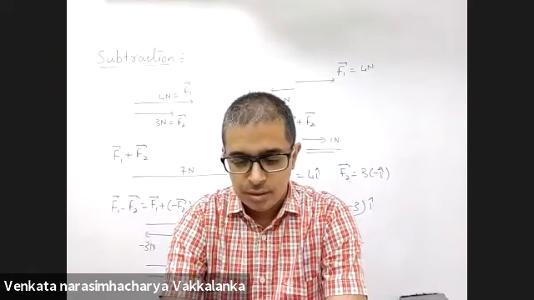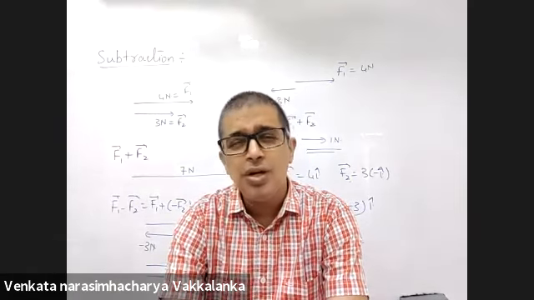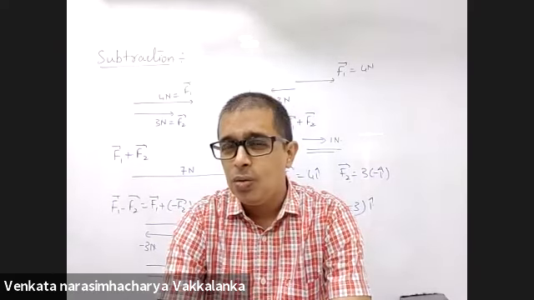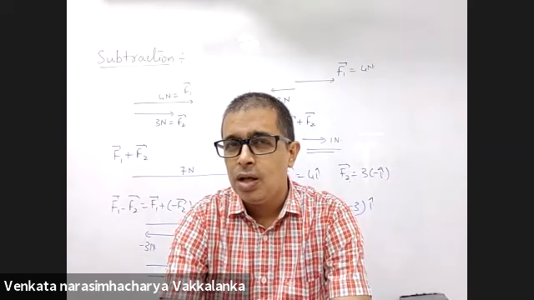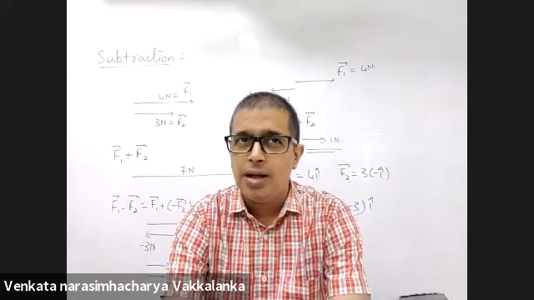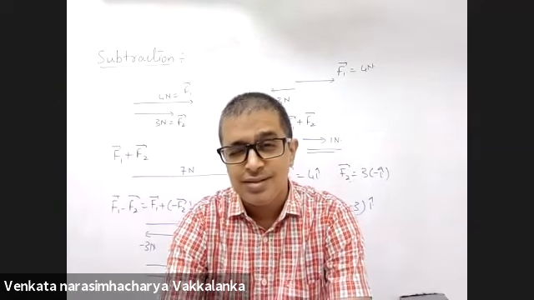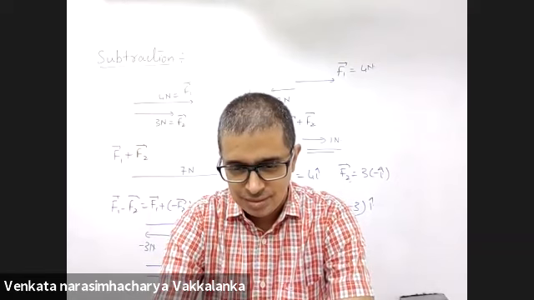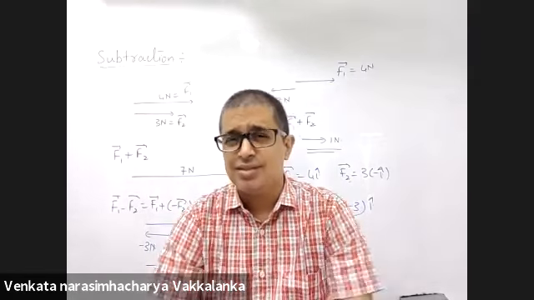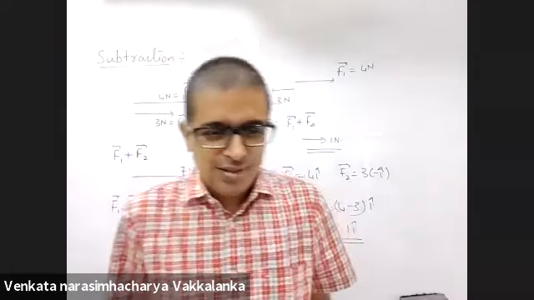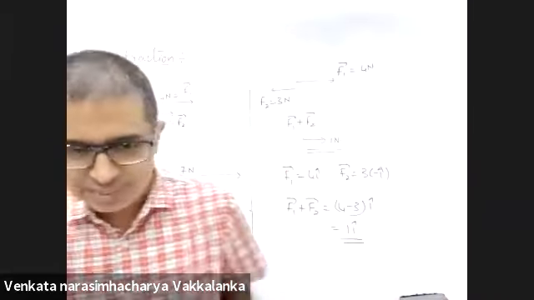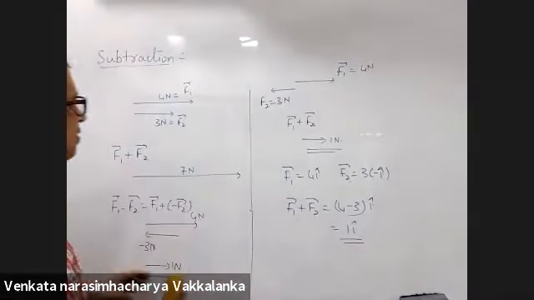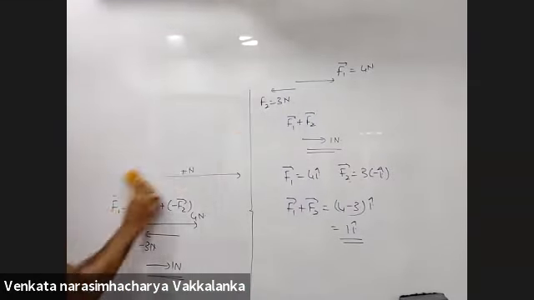Root 18 northwest. Root 18 northeast. Sir, root 18 minus 3 northeast. Sir, root 18, 45 degree towards the northeast. 0 meters per second, 90 degree anti-clockwise.